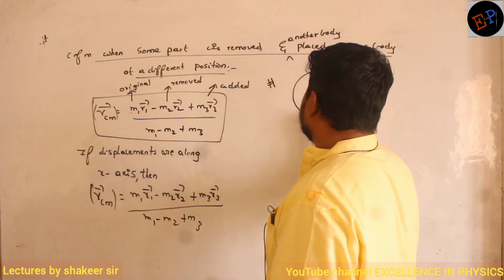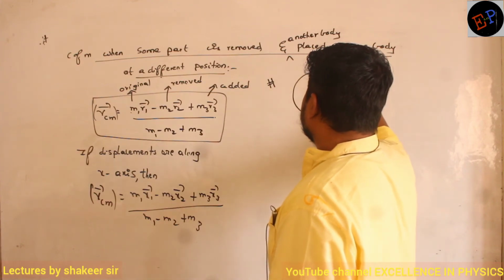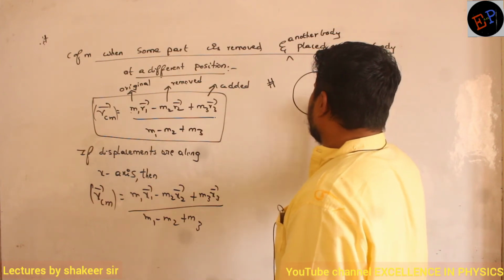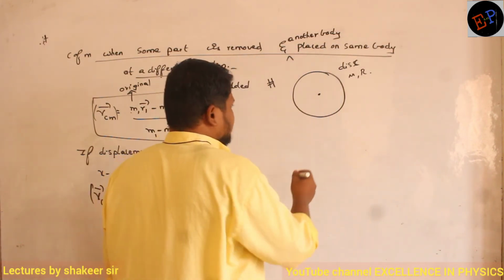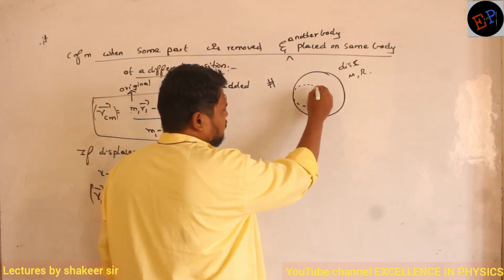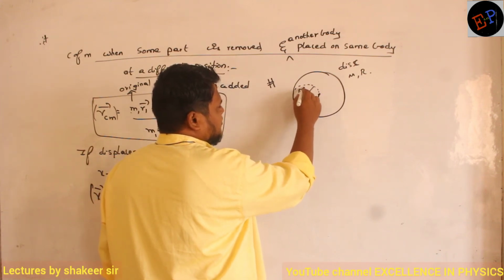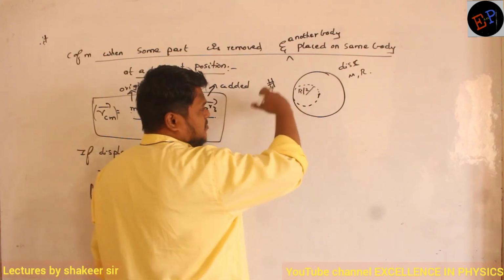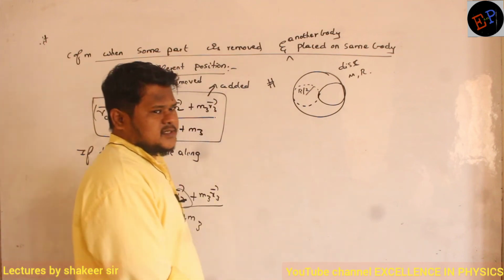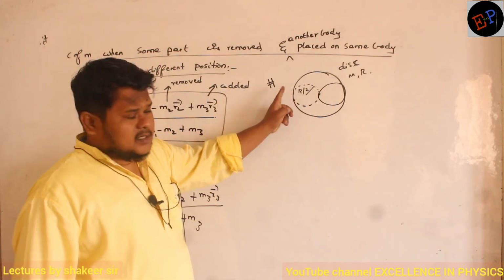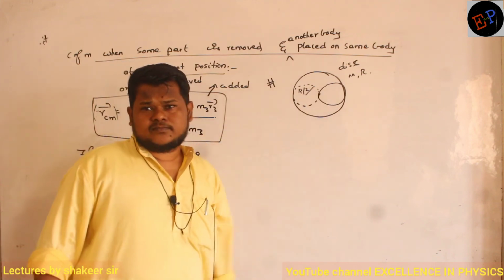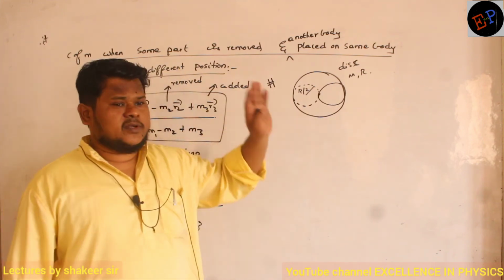So this is a disc. Mass is capital M, radius is capital R. Now what I am doing is, I am cutting a disc of radius R by 2. Same disc again I am placing on the opposite side. I am cutting from here and I am placing on this side. Now what is the position of center of mass of this new body?